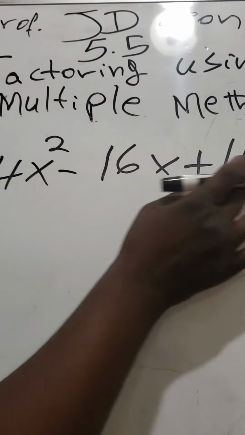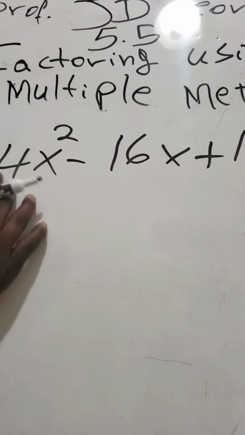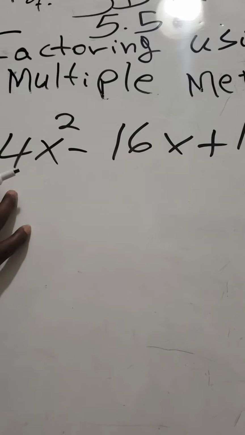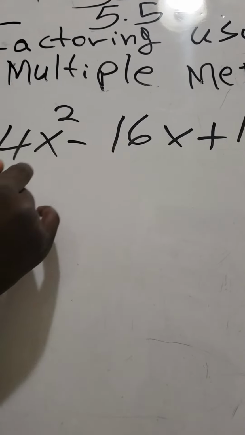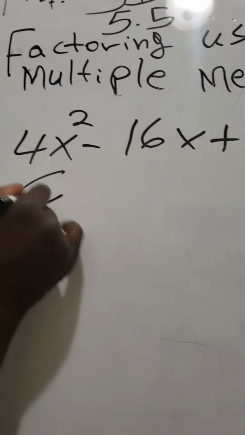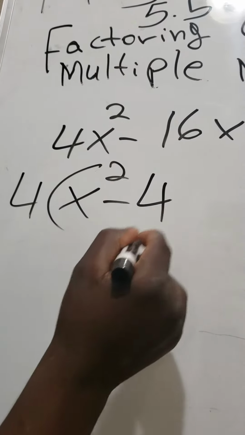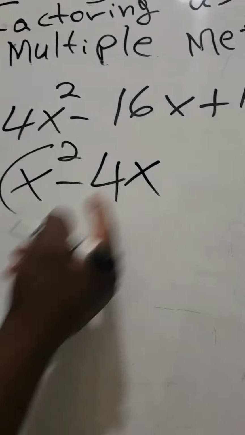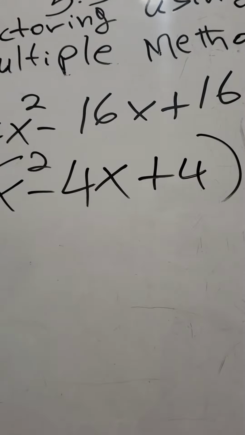If you look, you can tell there's a GCF because all these numbers can be divided by 4. So 4 would be your GCF. If you factor out 4, what you're going to have left is x squared minus 16 divided by 4, 4x, okay? 16 divided by 4, plus 4, okay?